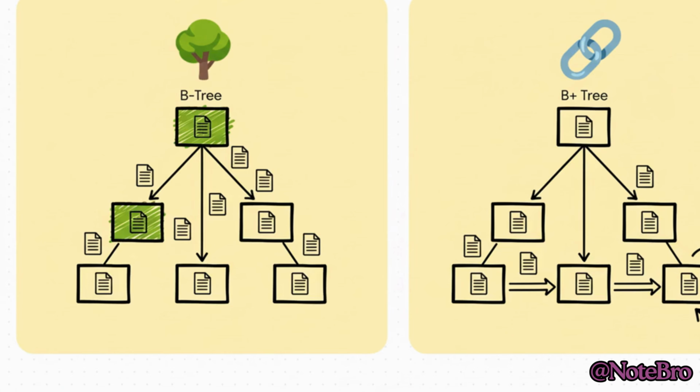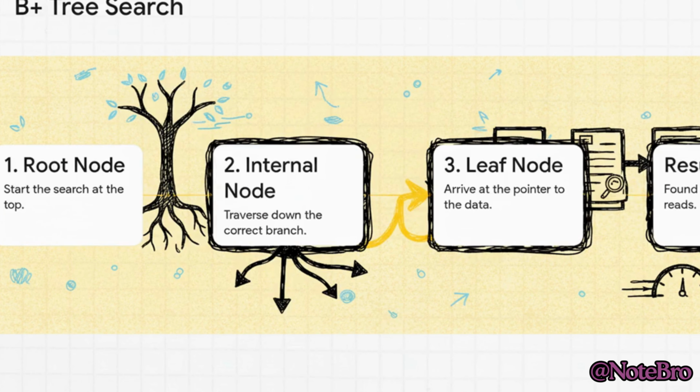Now, in the real world, you'll usually see a popular variation called the B-plus tree. The main difference is that in a B-plus tree, the actual pointers to the data are only stored at the very bottom level, in what are called the leaf nodes. And crucially, all those leaf nodes are linked together, like a chain. This makes range queries, like find all sales from last week, unbelievably fast, because the database can just zip right across that bottom-level chain.